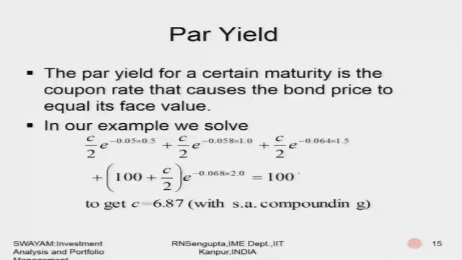Now, here the interest rates are the same as in the table, that means the table which you have for 6 months, you have one interest rate which was 5%, for example for 1 year you have 5.8%, for 1.5 years you had an interest rate of 6.4, and for 2 years you have basically an interest rate of 6.8.